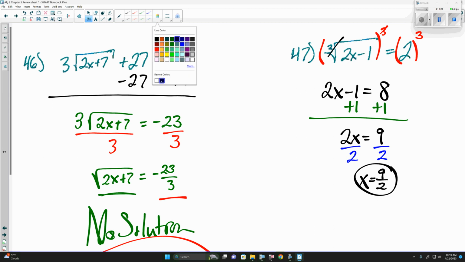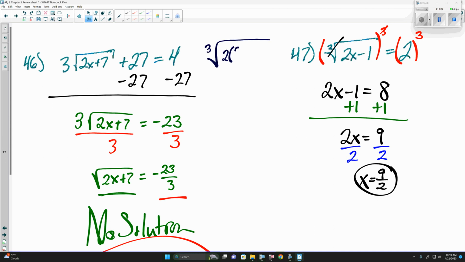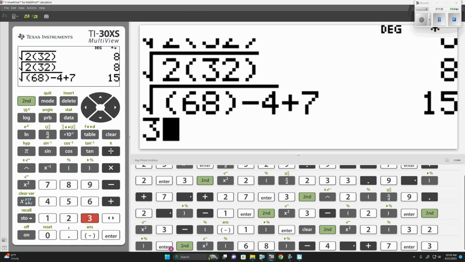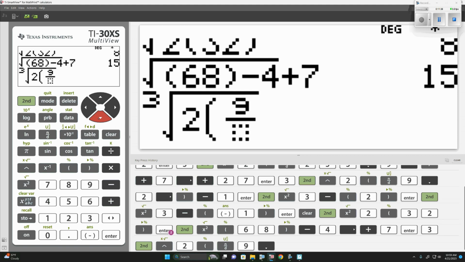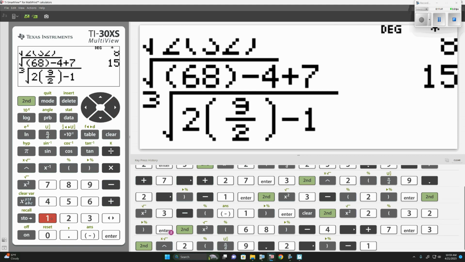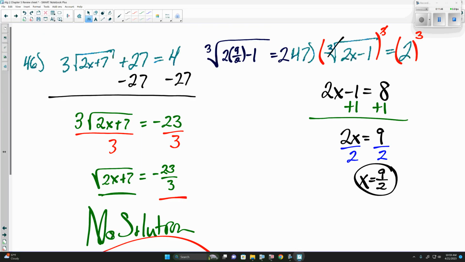Now, if we want to, we could check this here. Cubed root of 2 times 9/2 minus 1 is supposed to equal 2. Now I can plug the entire left side into the calculator. Cubed root of 2 parentheses 9/2, guys, minus 1 is indeed 2. So it does tell us that 2 is equal to 2. It checks out, so 9/2 is the correct answer. Any other questions on this one here?